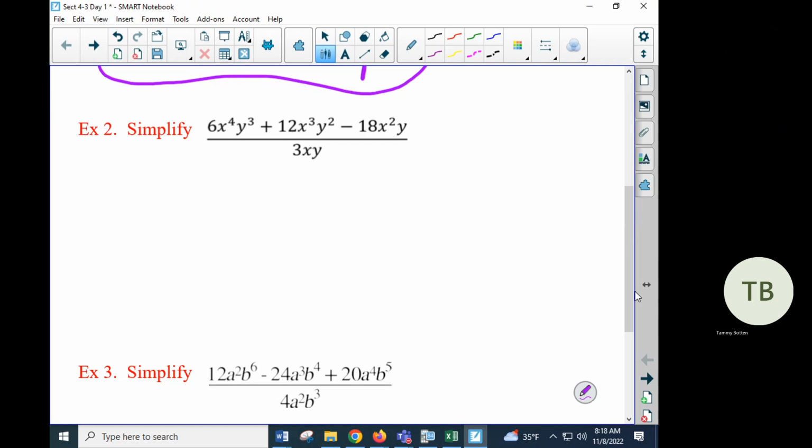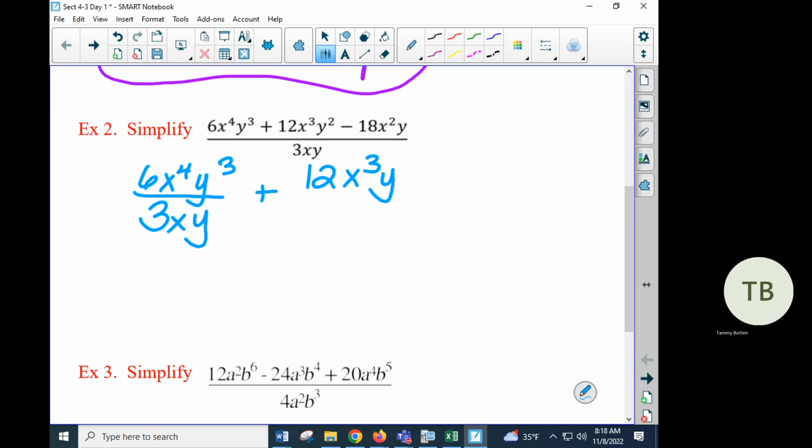All right, so this one again, you're going to set it up kind of as 3 different problems. Like I said, if you can do it without writing it as 3 separate problems, that's okay. But I'm just going to always set it up like this.